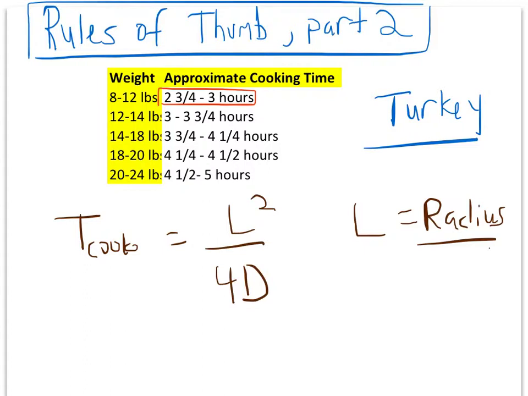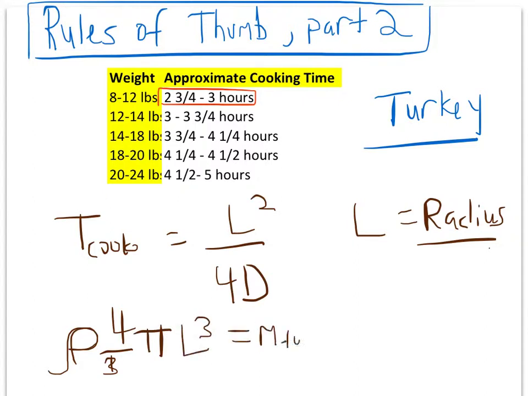Well, as we've discussed before, we approximate the turkey as a sphere. And if the turkey is a sphere, the mass of the turkey is its density, rho, times the volume of a sphere, which is 4/3 pi L cubed. And we've been given the mass of the turkey, which is 8 pounds.